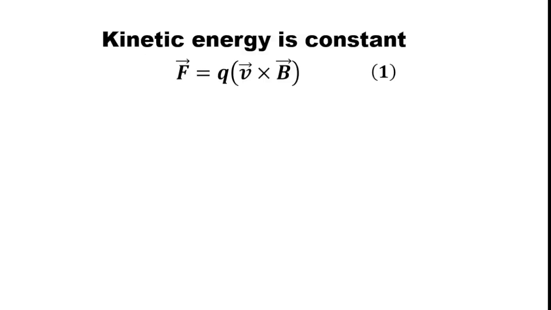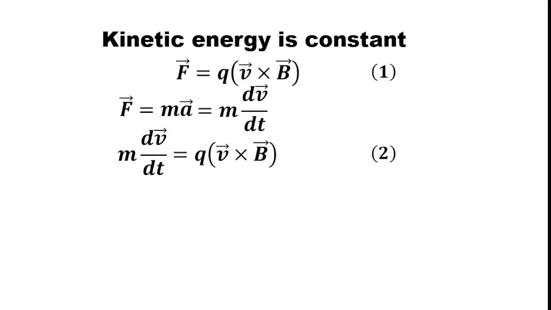According to Newton's second law, we know that the force can be written as the product of mass and acceleration of the particle, and acceleration is the time derivative of velocity. Introducing this value of F into equation 1, we obtain equation 2. These two, equation 1 and equation 2, are equations of motion.